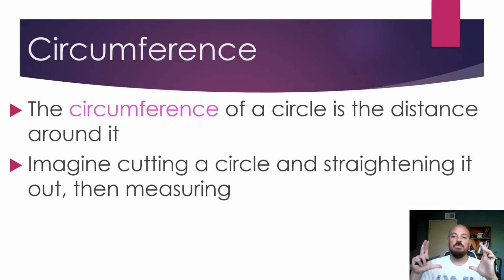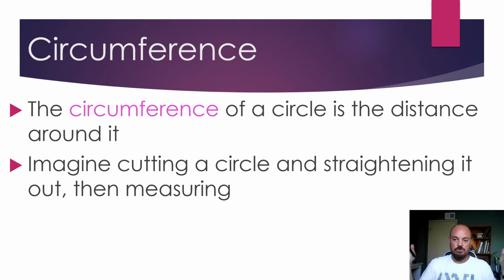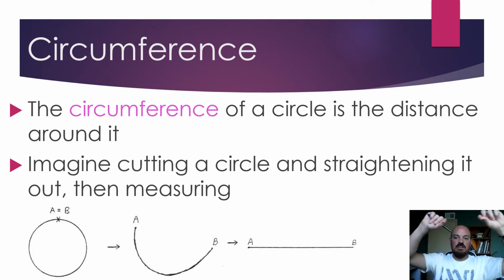Let's say your circle was made out of wire or something, and you took a wire cutters and clipped it and straightened it out so it was a straight line instead of a circle, like this picture here. Right here you've got a circle, and that little X on top is where we clipped it with the wire cutters, and it says A equals B. So where we clipped it, that's point A and B where they met. And then you can see they're bending it and straightening it out.